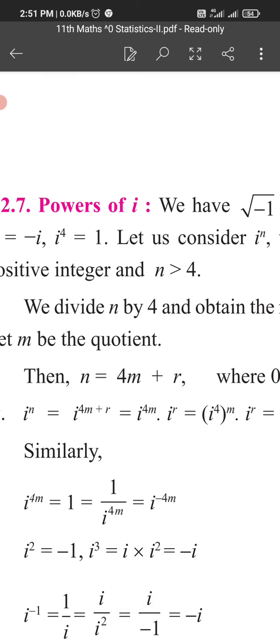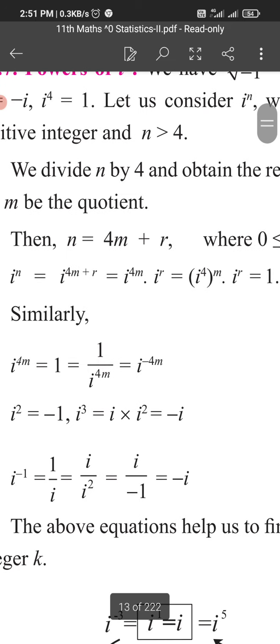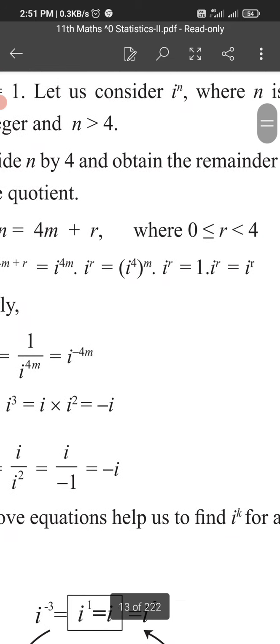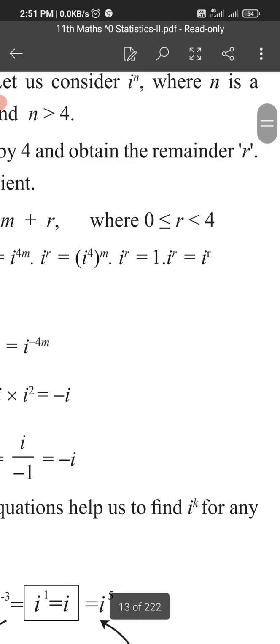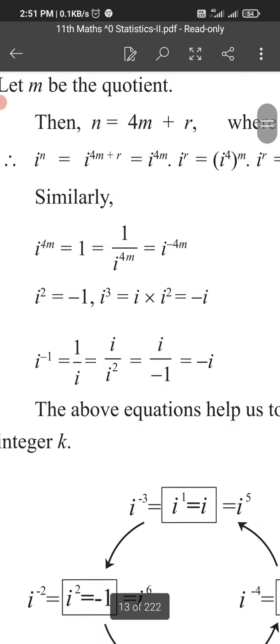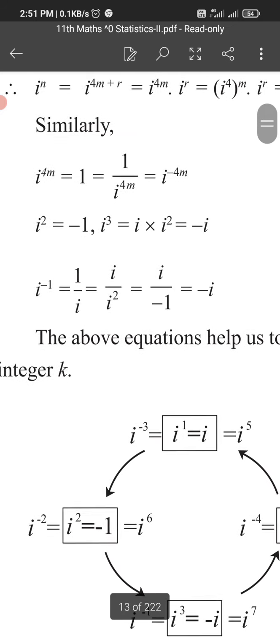i square is equal to minus 1, i cube is equal to minus i into i square, which is equal to minus i. So i raised to minus 1 is equal to 1 upon i, which is i upon i square, which is i upon minus 1, which is equal to minus i. The above equations help us to find i raised to k for any integer k.